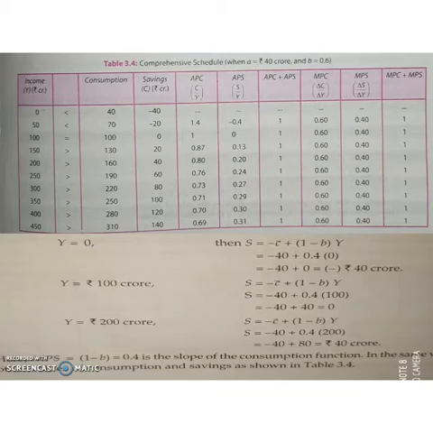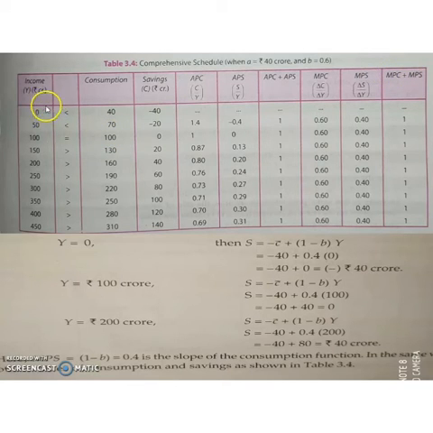In the same way, we can calculate other values of consumption and saving, as shown in the table. If we have autonomous consumption and marginal propensity to consume at different levels of income, we can calculate the consumption function. If we have income and consumption, we can calculate savings. Then if we have consumption, income and saving, we can calculate APC, APS, APC plus APS, then MPC, MPS, and also the relationship between MPC and MPS.